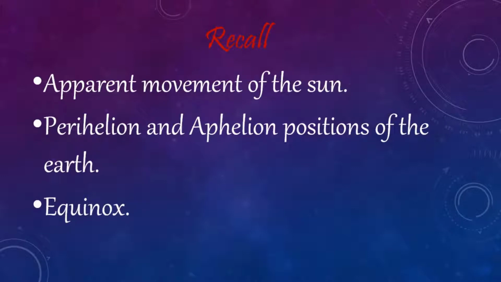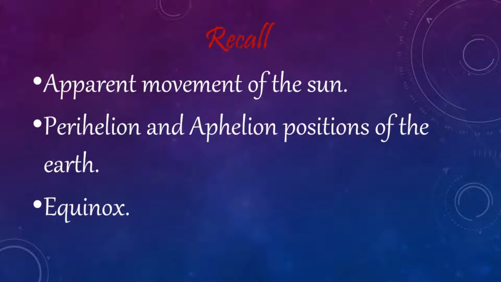Let us first quickly recall what we discussed in Module 1 of this chapter. First, we saw what is apparent movement of the Sun. The movement of the Sun towards the north or south in a year is called the apparent movement of the Sun. Then we discussed the perihelion and aphelion positions of the Earth. Perihelion position is the minimum distance of Earth from Sun, and aphelion position is the maximum distance of Earth from Sun.